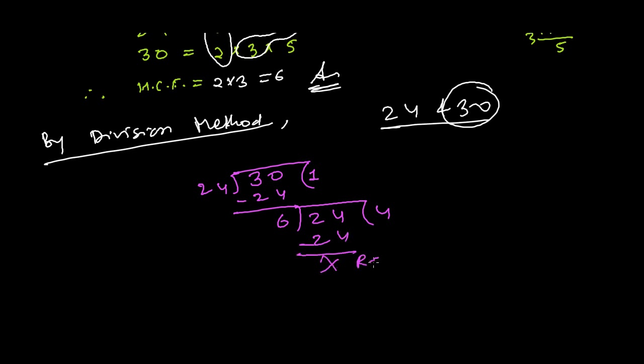means remainder is here 0. So we got remainder 0 due to what? Due to the number 6. All right, due to this number 6, I got remainder here 0. It means 6 is my highest common factor. So therefore here HCF is 6.